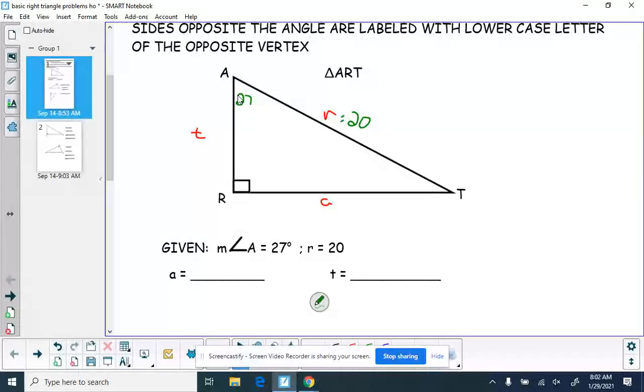Let's take a look at little a first. We want to solve for this. We know this angle. We know this side. And this is the side that we want to solve for. So to solve for that, we have to ask ourselves: which trig ratio relates the angle I know to the side I know and the side I want to find?